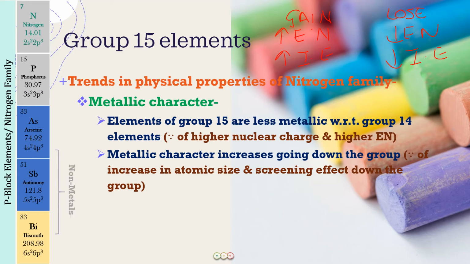All right. So what do we see? What we see is that nitrogen and phosphorus are going to be non-metals. Arsenic and antimony are going to be metalloids. And bismuth is going to be a metal. Okay. So this is important for you people to remember.